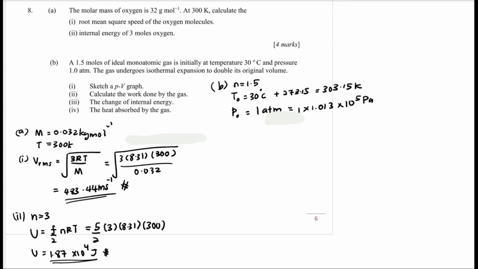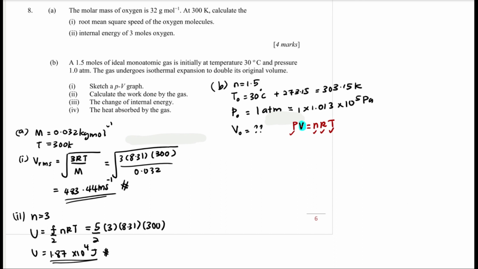The gas undergoes isothermal expansion to double its original volume. Okay. So V0, we don't know how much. But if we want to calculate, actually we can calculate what V0 is, because we already have all the information. We can use the formula, if you want to calculate, PV is equal to nRT. Right? n you have, R you have, temperature you have, pressure you already have. Then actually you can find what is the volume, initial volume V.